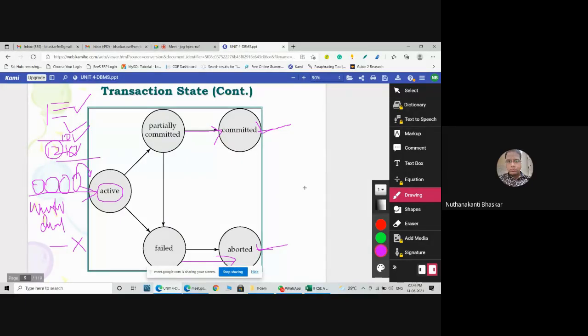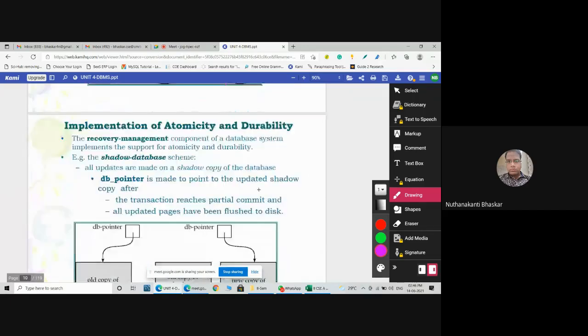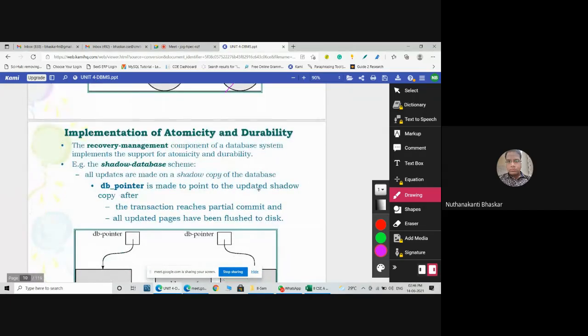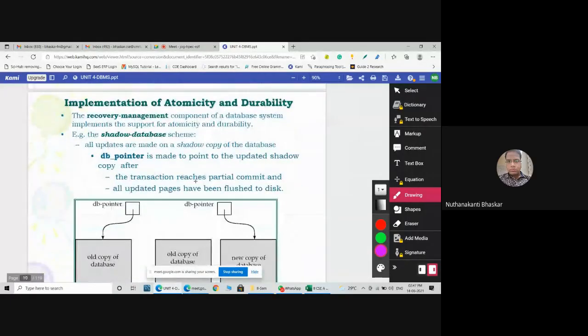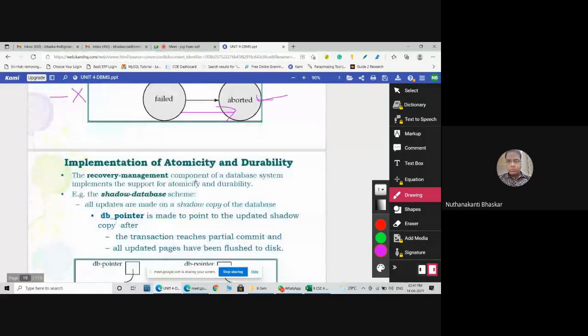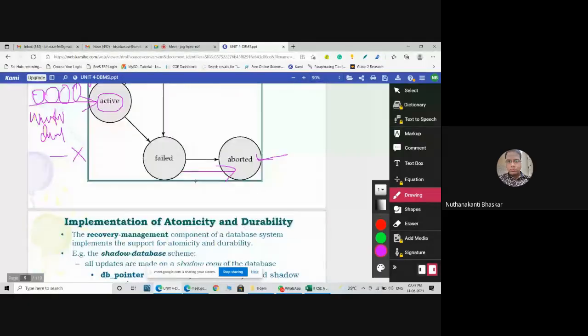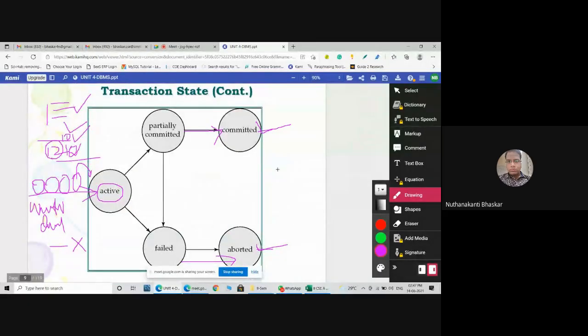Now, implementation of atomicity and durability. Based on these transaction states, how can we implement atomicity and durability? Recovery is needed especially when any failure happens. For example, here I transferred an amount from A to B: $50 I deducted, then I wanted to add this 50 to B. This is exactly the transfer. Now after the deduction, maybe a failure happens.